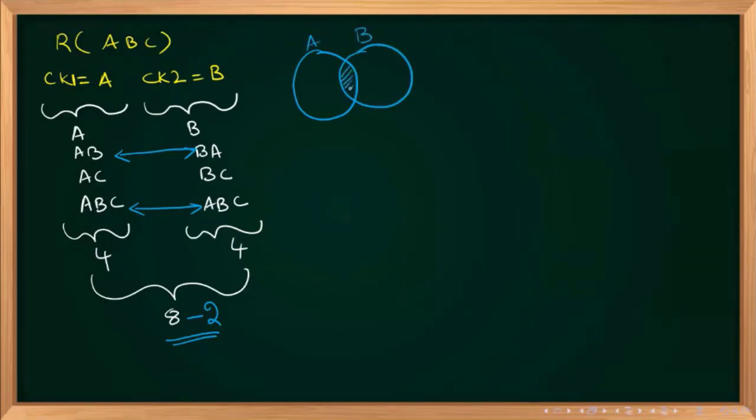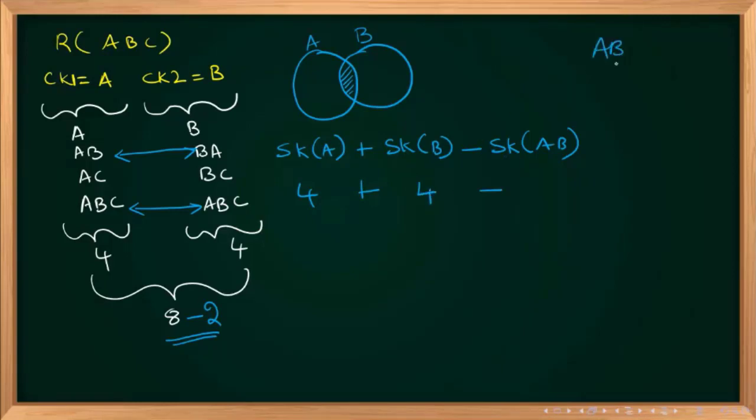What we have to do is this: minus, right? Number of super keys with A plus super keys with B minus super keys with both A and B. Yes or no? Yes. Super keys with A is 4, plus super keys with B is 4, minus super keys with both A and B. Both A and B means AB and ABC. How many? 2. How will you find super keys with A alone?